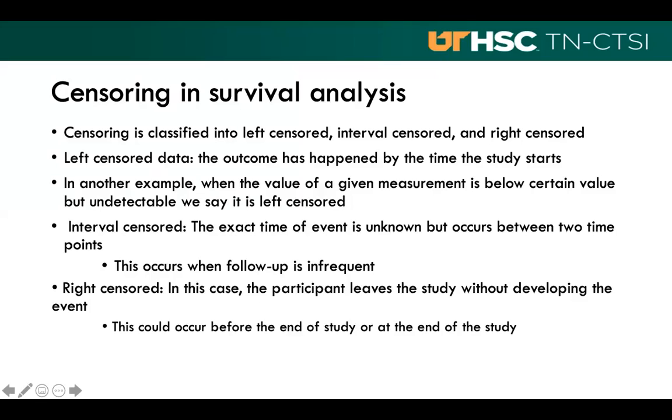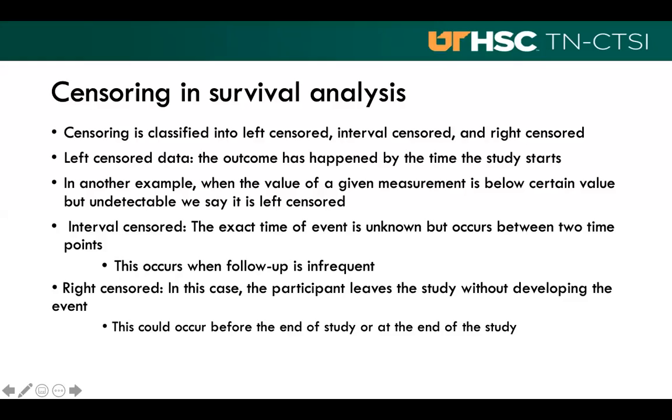Interval censored is another type of censoring. The exact time of event is unknown, but it occurs between 2 time points. So when we follow up participants or subjects into the future, for example, the study follow-up is infrequently conducted, say over maybe 4 or 5 years, you contact your participant maybe at the end of the year or every few months. But say the outcome is, for example, the incidence of type 2 diabetes. We don't know the exact time when the participant developed the condition, but they developed it between the 2 follow-up times. In this case, we say there is interval censoring.